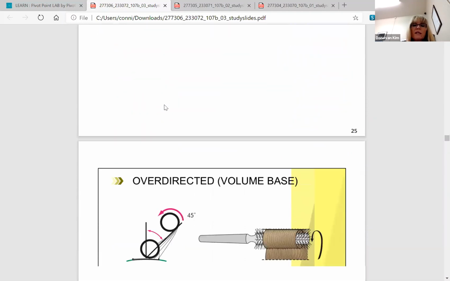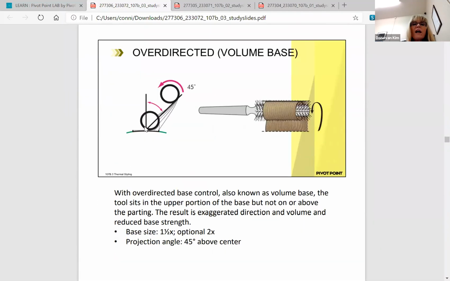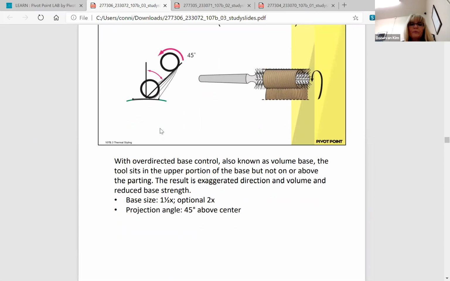When we get to over directed, remember how 45 degrees out this way gave us an on base at 1 times? Well, with a 1.5 or a 2, it's going to sit all the way back at the beginning of this base. This is going to give us exaggerated volume, like a lot of volume, because we're using 1.5 to 2 times our base control. So that's going to give us tons of volume.